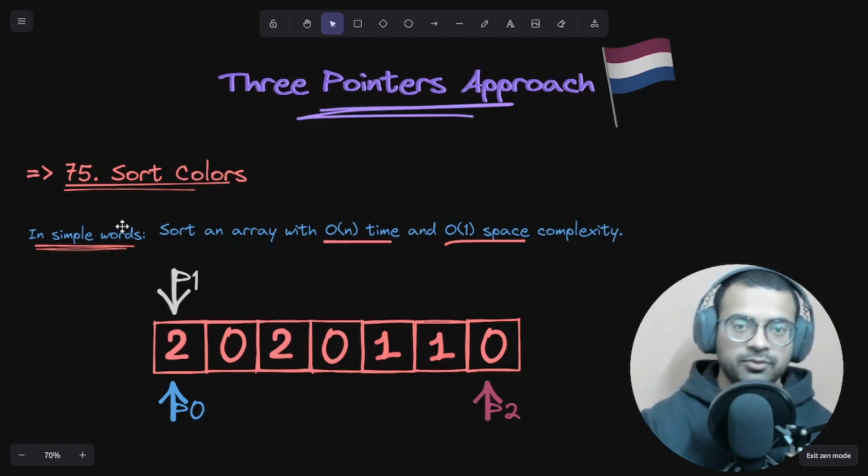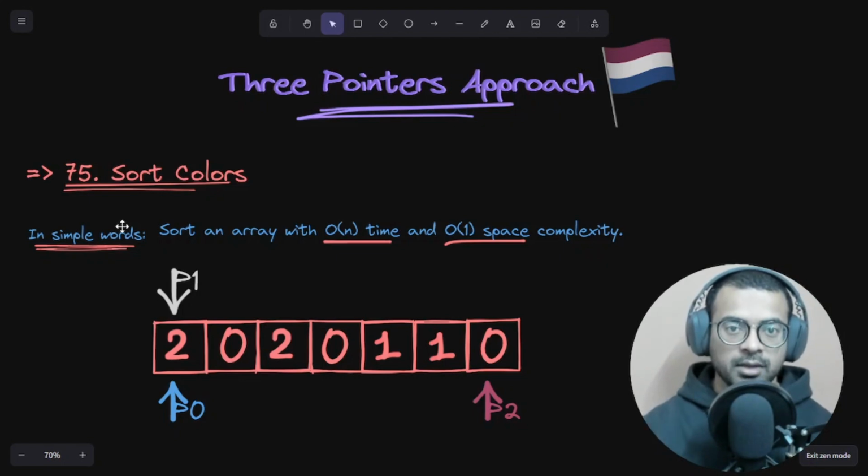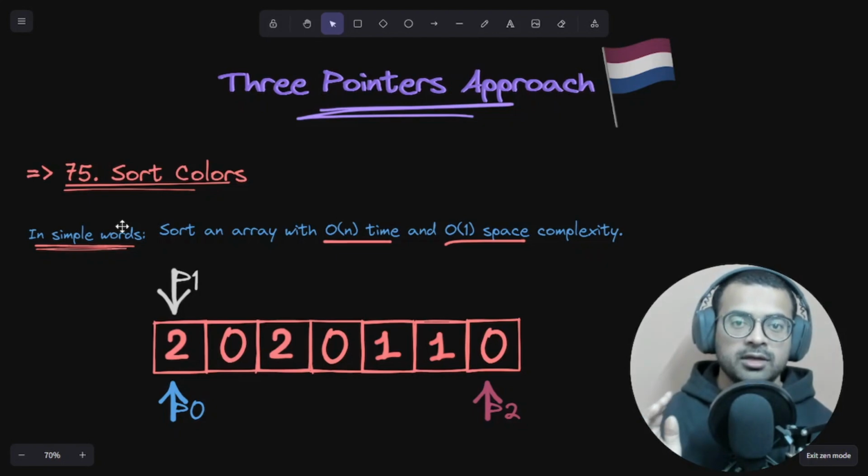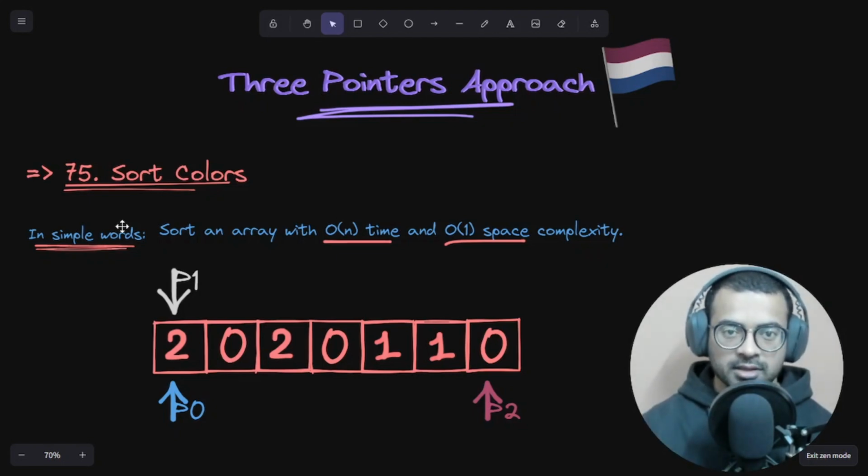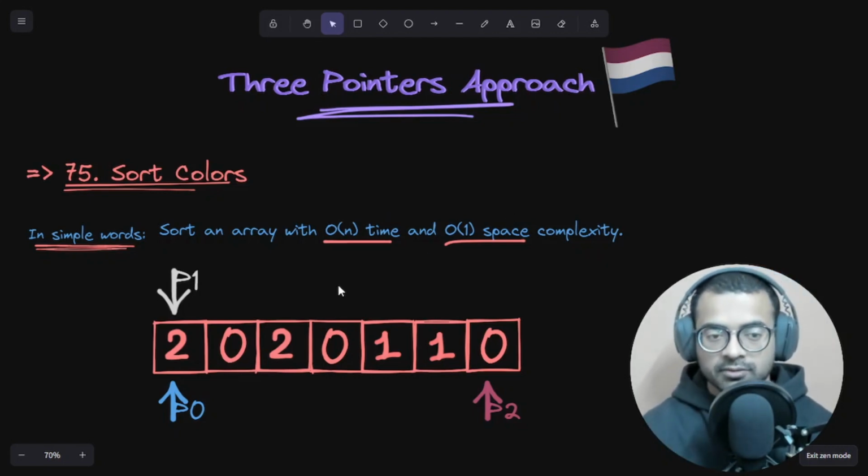If you simplify the question in simple words, it is asking that given an array, you have to sort that array without using any library, even the built-in one. So you have to sort an array. Our goal is to use O(n) time complexity and just O(1) space complexity. That's it. Now, how are we going to solve this question?